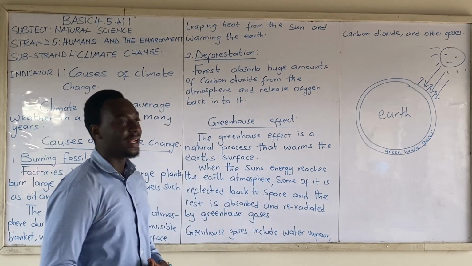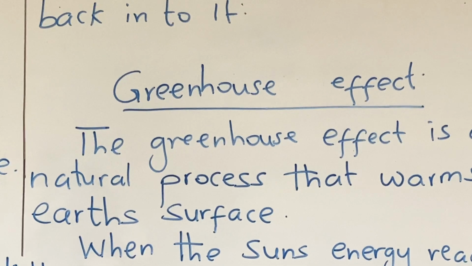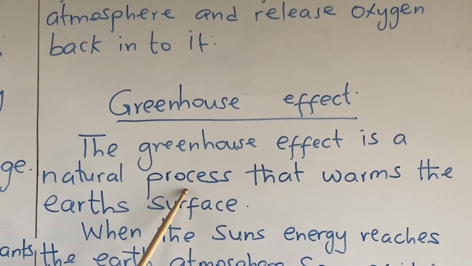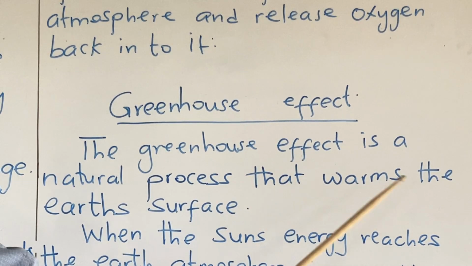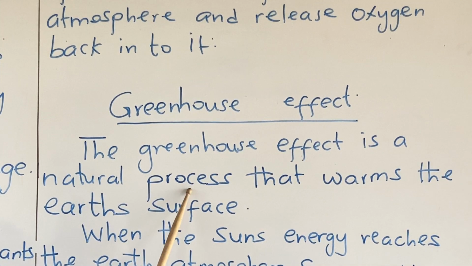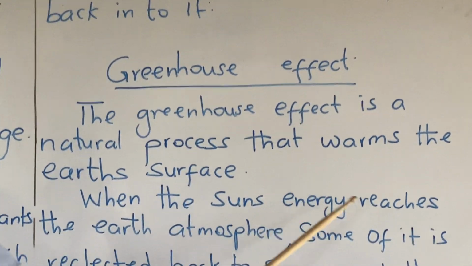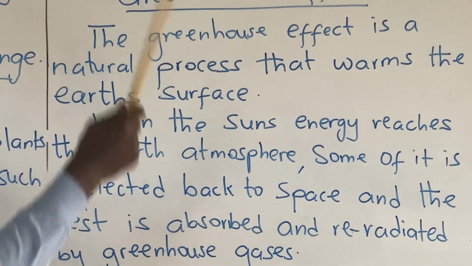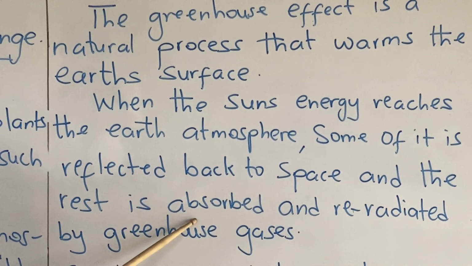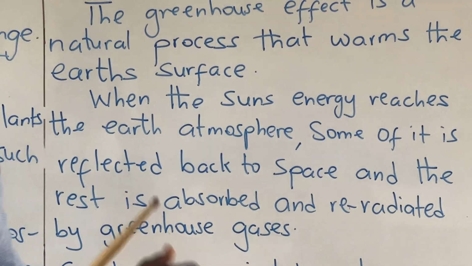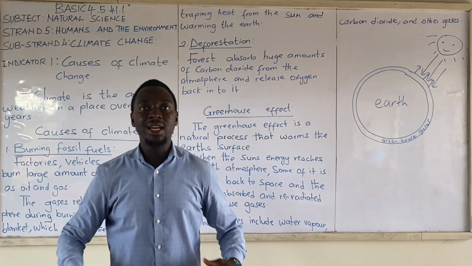Now, the greenhouse effect. Let's look at what the greenhouse effect is. The greenhouse effect is a natural process that warms the Earth's surface. When the sun's energy reaches the Earth's atmosphere, some of it is reflected back to space, and the rest is absorbed and re-radiated by greenhouse gases.